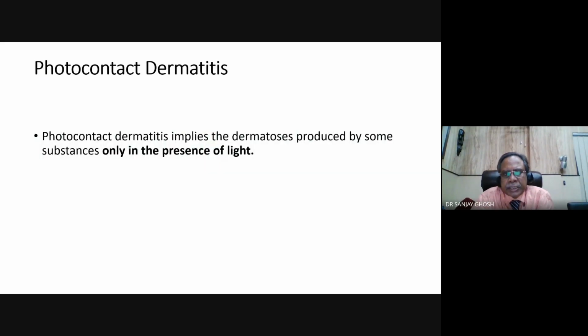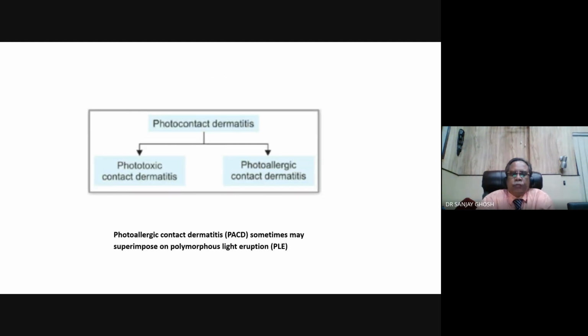Now I'm coming to another aspect, photocontact dermatitis. Photocontact dermatitis is dermatitis produced by some substance only in the presence of light. Without the presence of light, this can't happen. So photocontact dermatitis could be phototoxic and photoallergic.